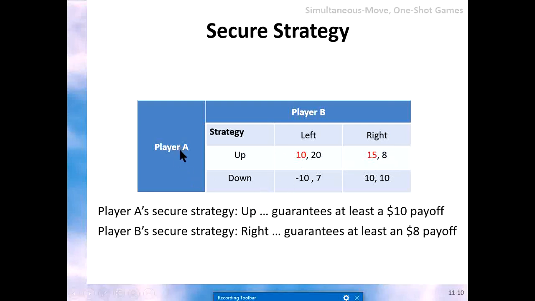So if player A chooses up, he can get 20 or 8. He secures the 8. But if player A plays down, he can get 7 or 10. So he will secure 10. So which is the minimum? It is 8. Therefore, we say the right strategy here is the guarantee or secure strategy for player B, where he guarantees at least a payoff.